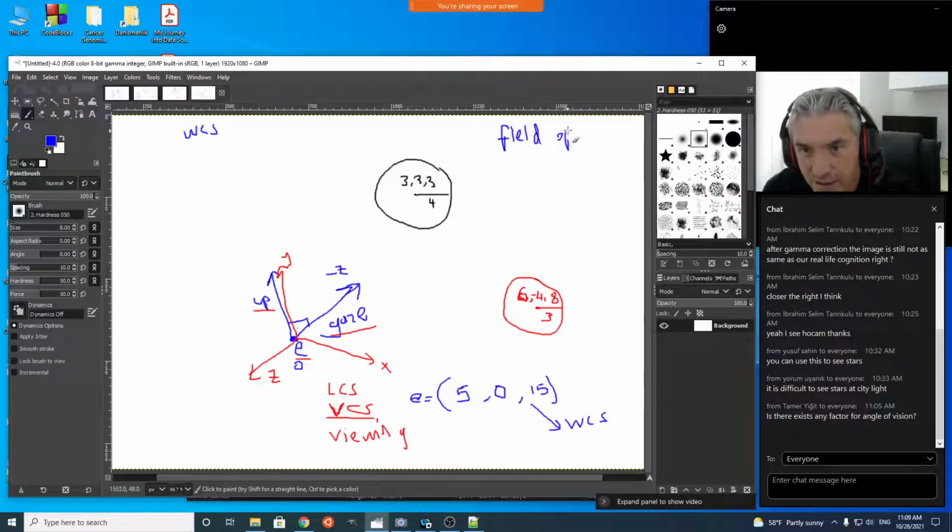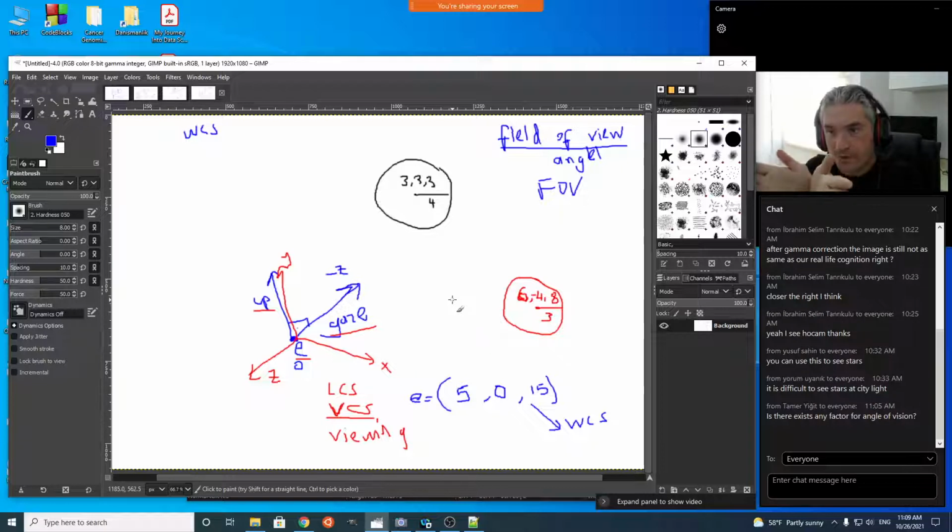The actual correct term for angle of vision is field of view. Sometimes you may see the acronym FOV, which means field of view. There are two field of view angles actually, the horizontal field of view and the vertical field of view. It determines, and this is really important, right?